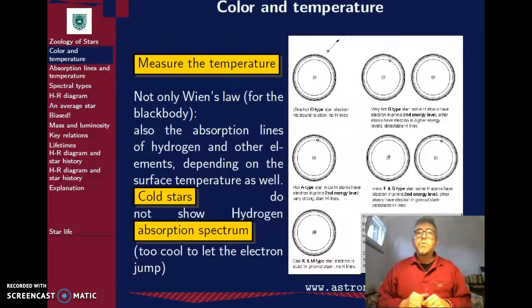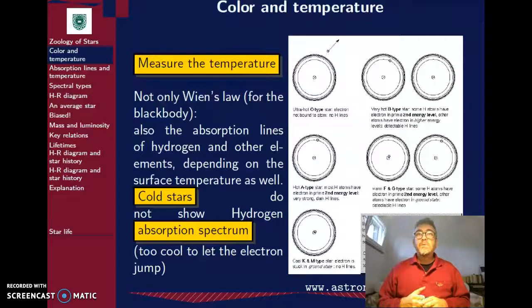Well, as usual, as researchers, we don't like to have just a single way to measure something. We have seen that there is a connection between the color of a star and its temperature, namely blue stars are hotter and red stars are cooler. Well, what happens is that we have other ways to obtain the temperature of a star.